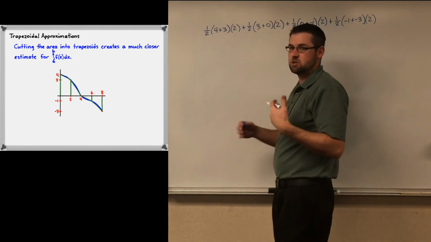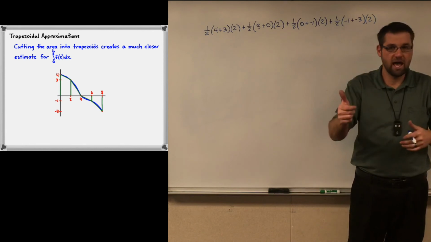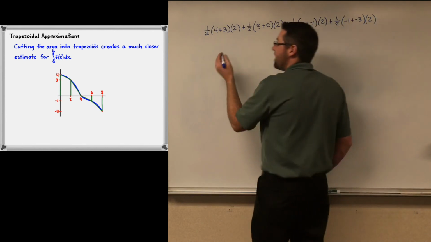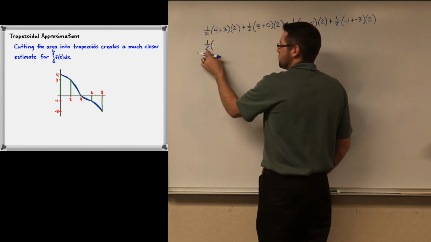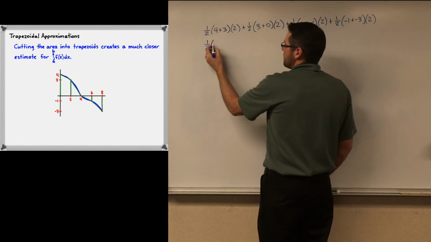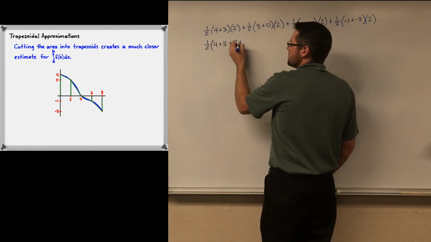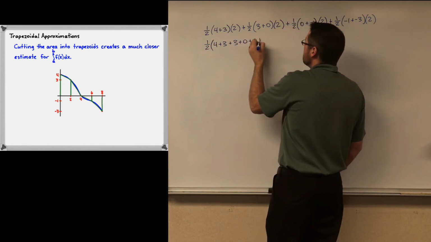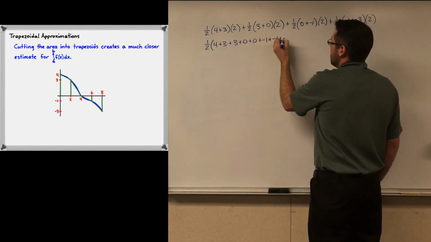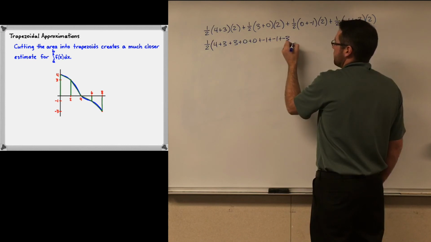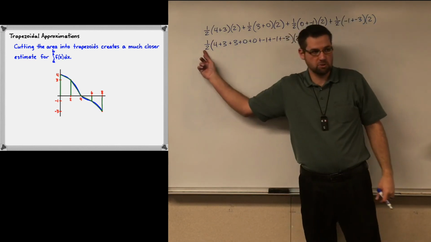No, I don't want to cancel because I want to show you something else. Since they all have what in common? A 1/2 and a 2. Now, granted, those reduce, but I'm not going to do that yet. So that's the 1/2 out of everything. 4 plus 3 plus 3 plus 0 plus 0 plus -1 plus -1 plus what? -3. That's all of them, right? And then times 2. So there is your 1/2 on your trapezoid.